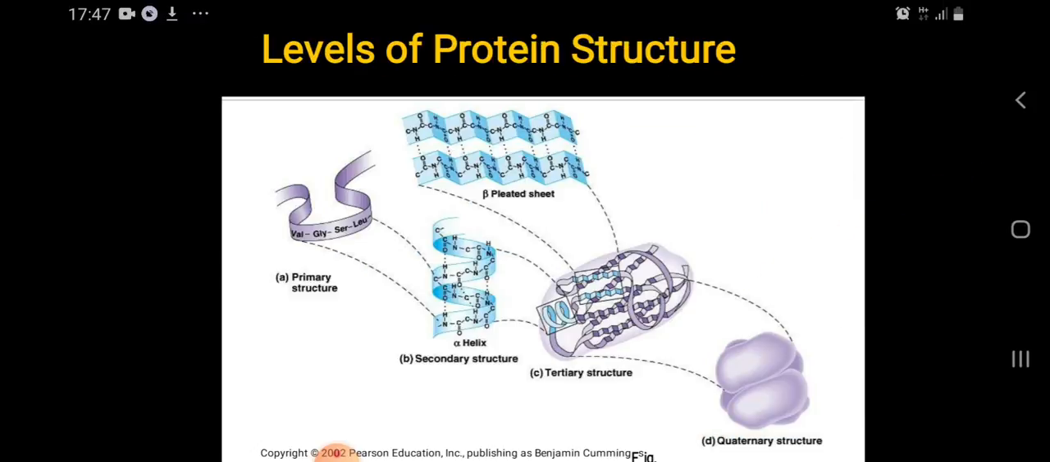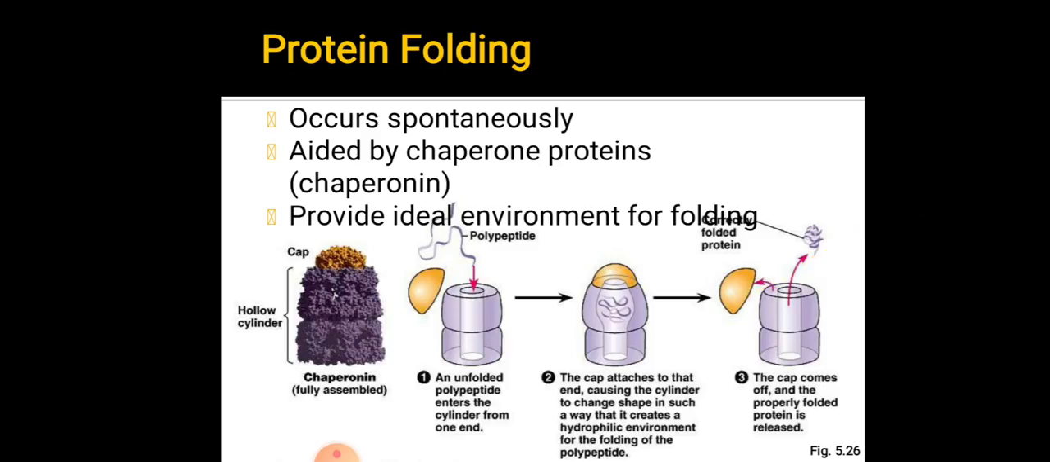Levels of protein structure: primary structure is a linear chain, secondary structure is a combination of alpha helix as well as beta pleated sheets. These two together form the tertiary structure, and the tertiary structure forms the quaternary structure. Protein folding occurs spontaneously, aided by chaperone proteins.